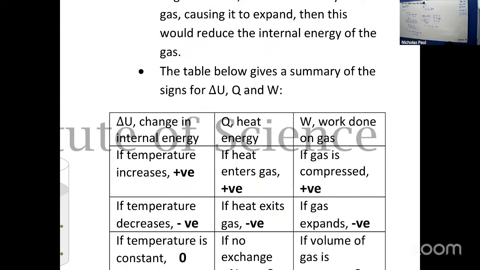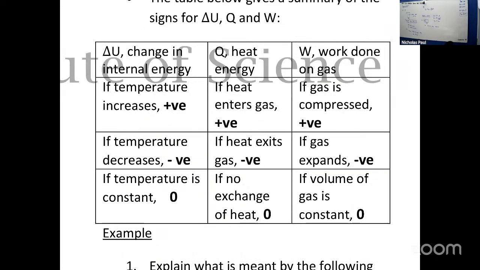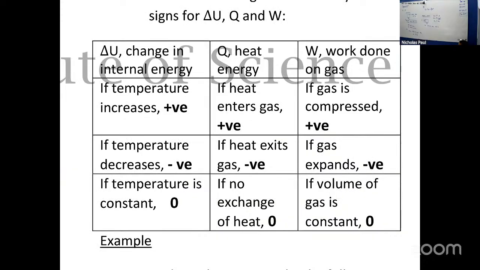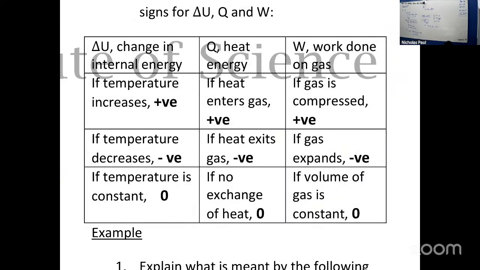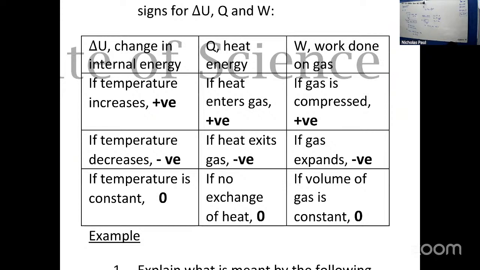But below here, there's a table I want to go through. I want to make sure you understand the table, right? In your notes, you don't have to write. Look at the top there. Delta U is the change in internal energy. So we're looking at the first row, first column, right? Focus on delta U alone. If the temperature increases, then delta U is positive. That makes sense?